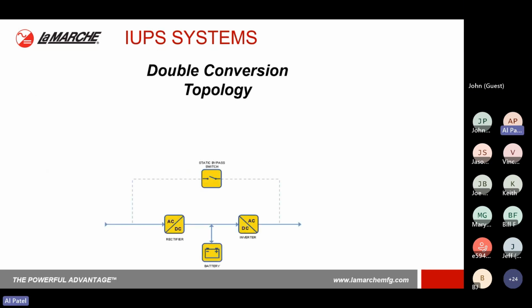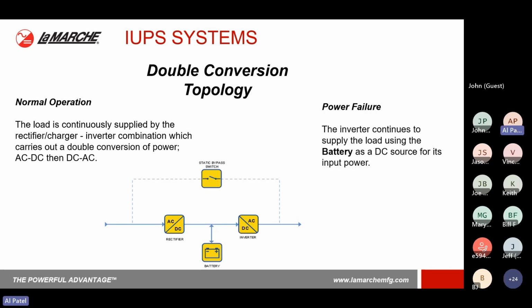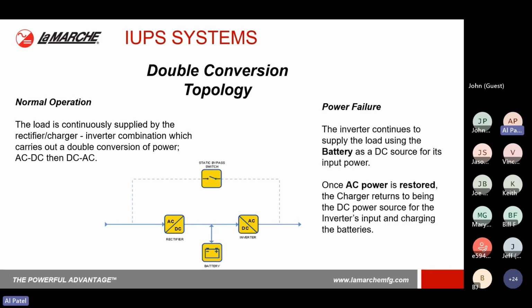The IUPS is a double conversion topology. During normal operation, the load is continuously supplied by the rectifier charger inverter combination, which carries out a double conversion of the power, basically AC to DC and then from DC to AC. The double conversion also provides isolation between the utility grid and the load.